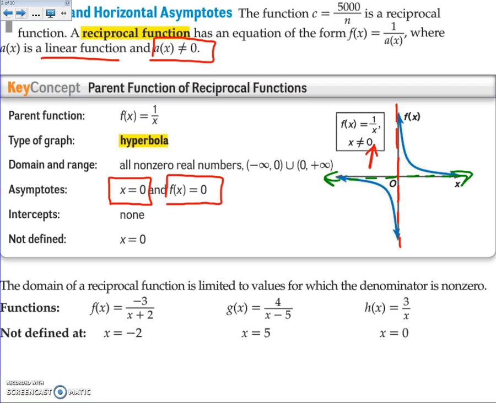What else? There's a part where it's not defined. Now the domain is limited by the values for which the denominator is non-zero. So in this example right here, you can't have the bottom being 0. So that's why x cannot be negative 2. If it's negative 2, then negative 2 plus 2 is 0, and negative 3 divided by 0 is undefined. For the second one, set the bottom equal to 0. Add 5 to both sides. x cannot be 5. If x is 5, that bottom will be 0. And here, x equals 0. You can't have 0 down there.